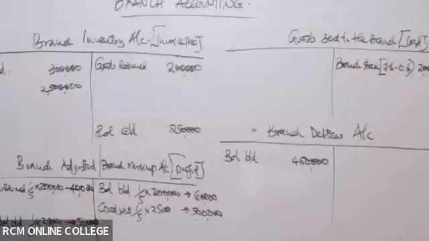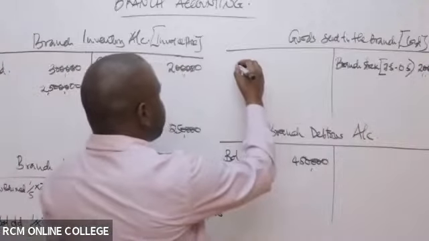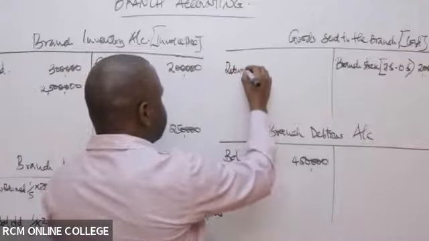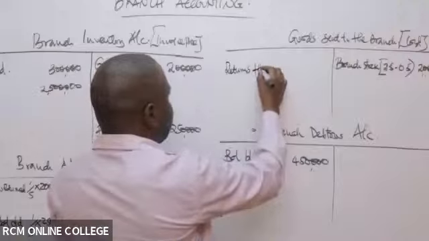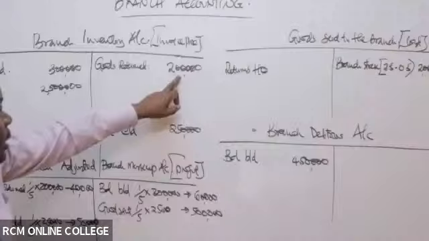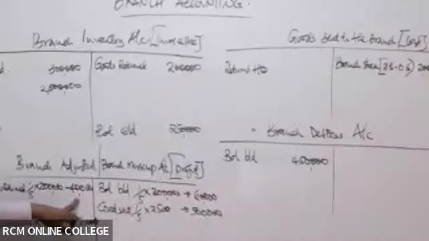40,000. Then, of course, it will also affect the goods that had actually been sent to the branch. So the goods sent to the branch. Here we have returns to head office. You just get the difference. It will be 200,000 minus the 40,000 to finish up the double entry here.